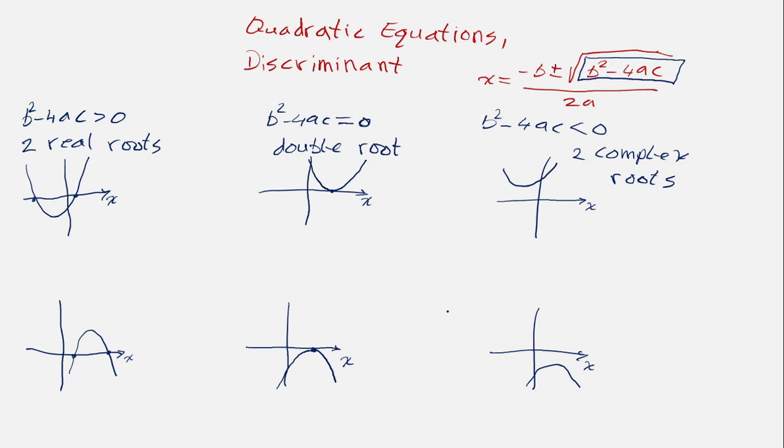So what to conclude? Quadratic equations always have two solutions. Depending on what the discriminant says, those solutions could be two real roots, that's when the discriminant is positive, greater than 0. We can have double roots, that's when the discriminant is equal to 0. And we can have two complex roots, that's when the discriminant is less than 0, when it is negative.